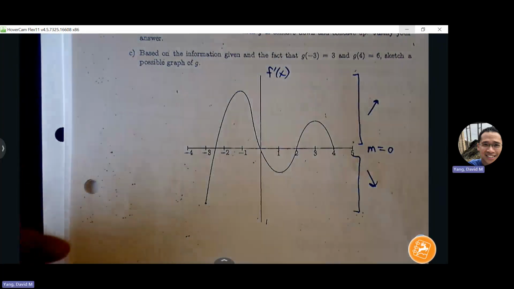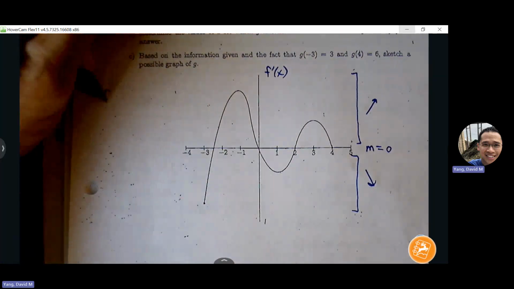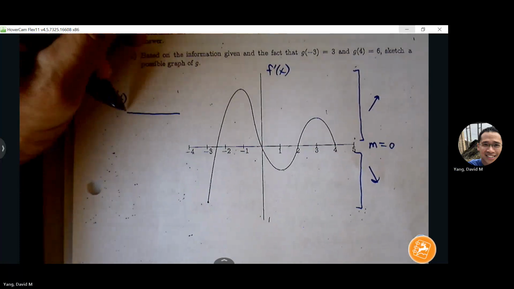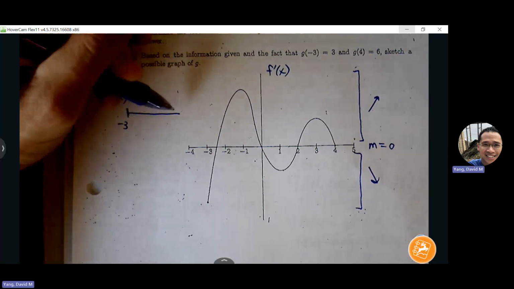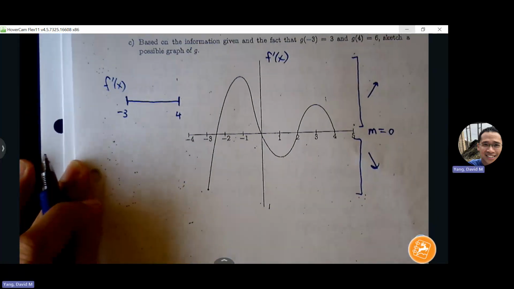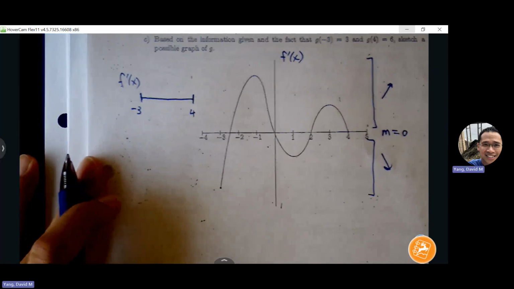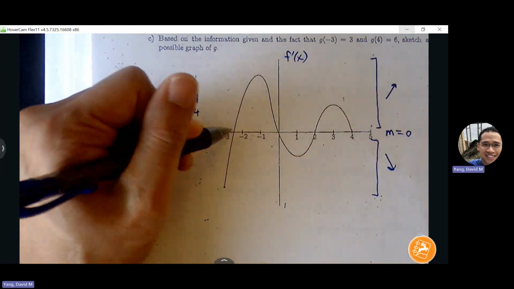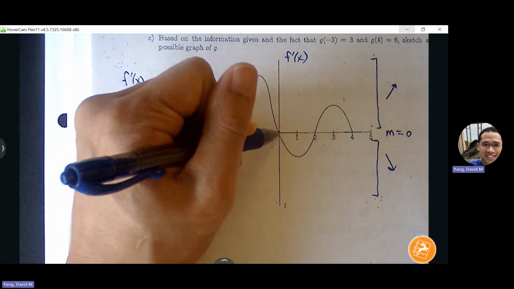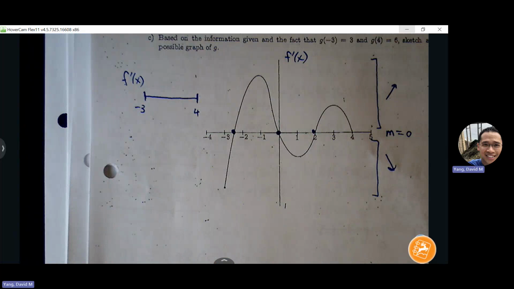Okay, so let's first create our F prime sign line. This is my slope sign line. I start at -3 and I end at 4. So what can we place onto our F prime sign line? Where do we start? Let's find our x-intercepts. These are where our actual graph, the original graph, is going to be experiencing slope 0.